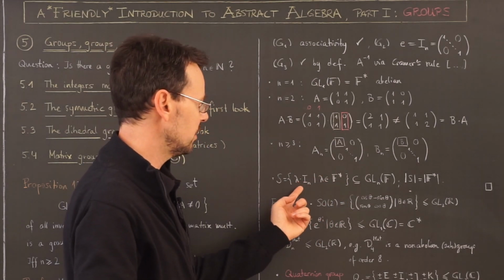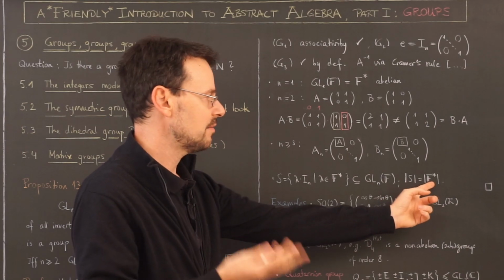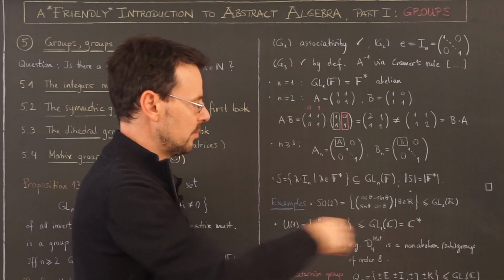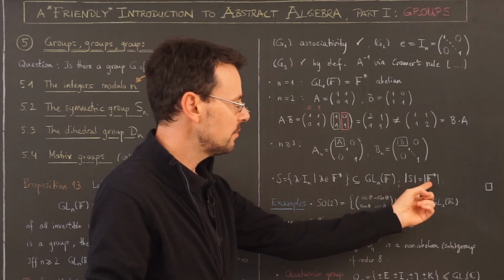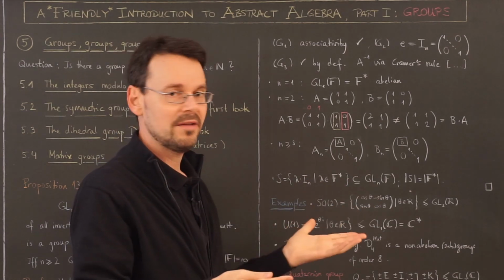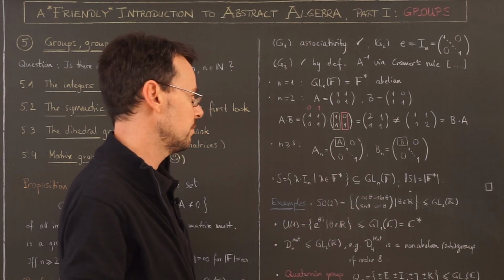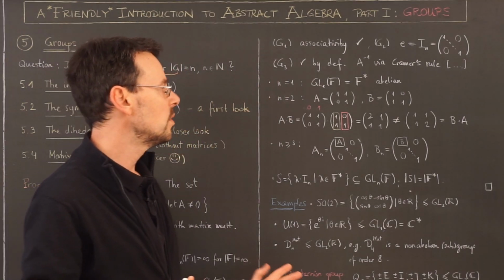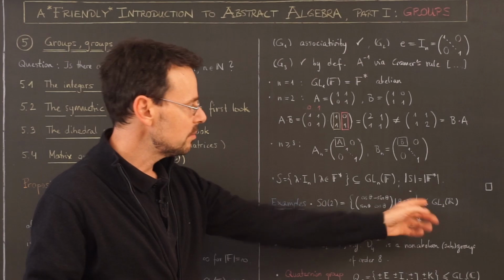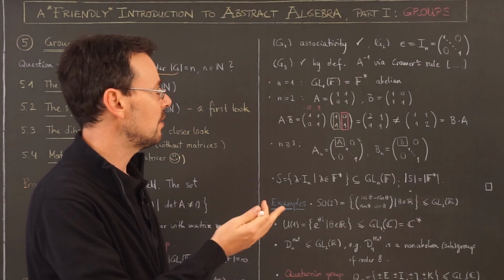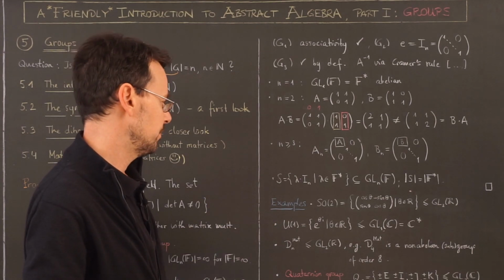So, clearly this set has the same order as F star. I simply take all the non-zero field elements and put them on the diagonal. So if this here is infinite, then this here is infinite, and this means that GLnF itself must be an infinite group. That's it. All right, and now we have a completely new example for a possibly infinite non-commutative group, namely GLnF, n not 1.